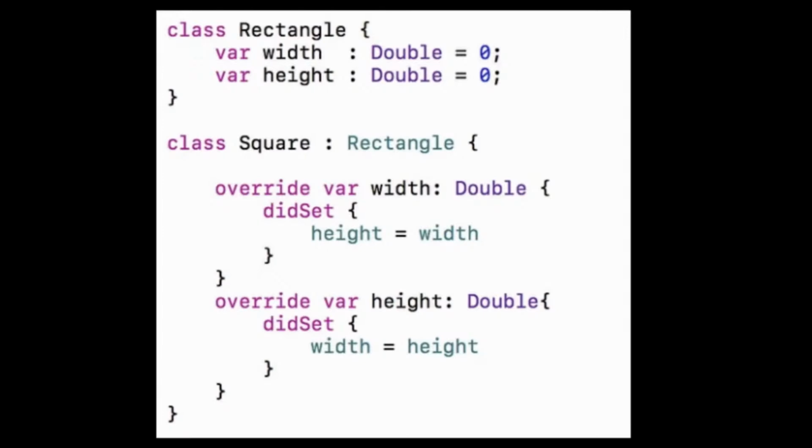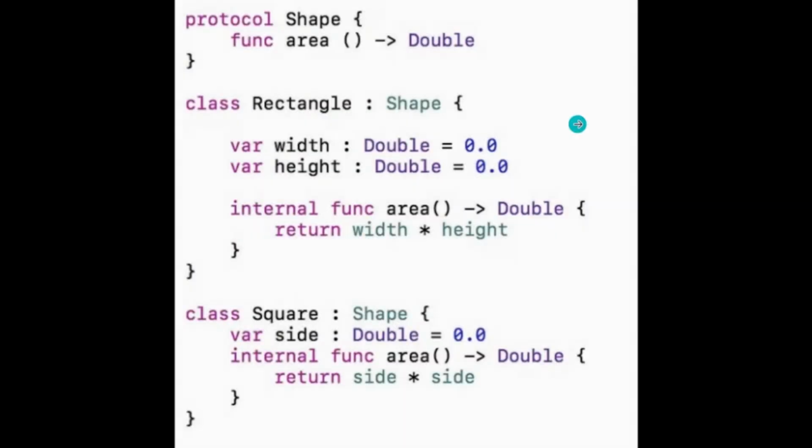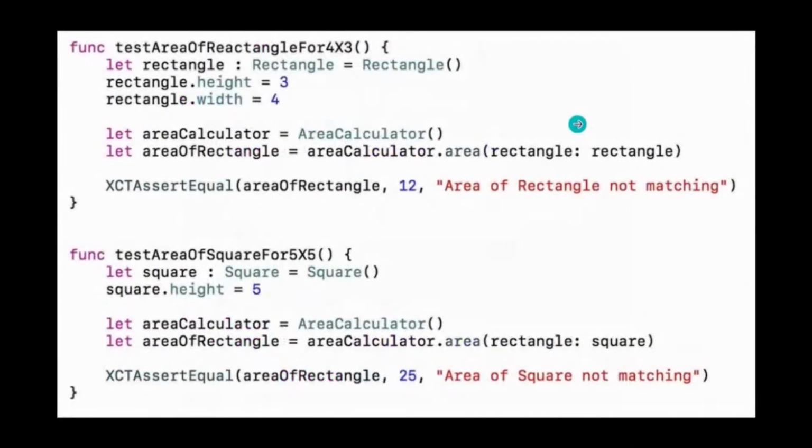Since our requirement is to calculate the area of a rectangle and a square, we will use the area calculator class. And our class would look like this. Let's go ahead and write a unit test case to calculate the area of a rectangle and a square.